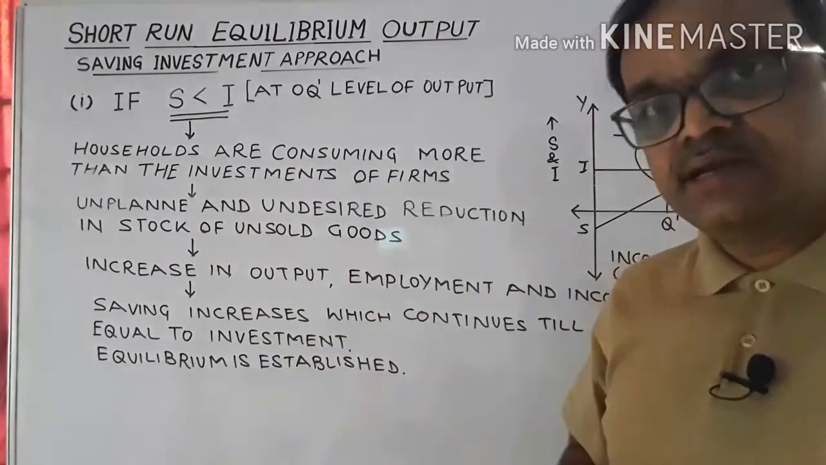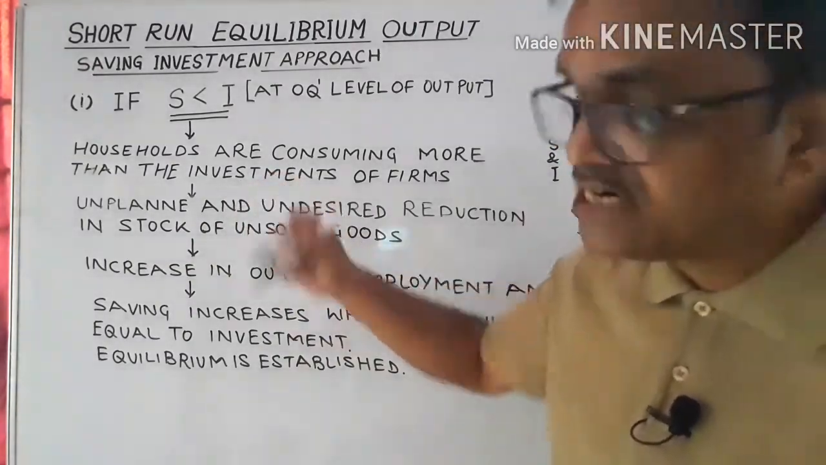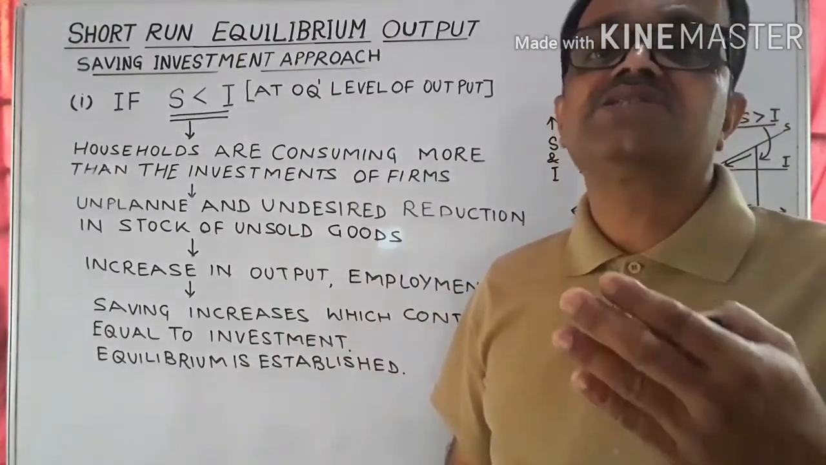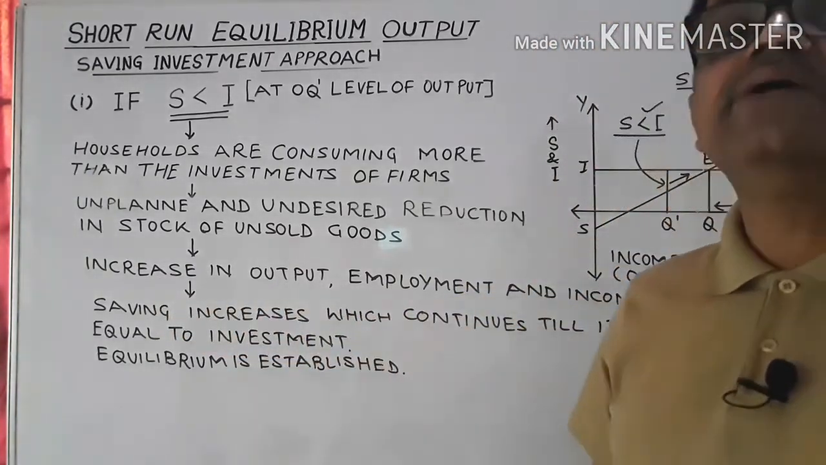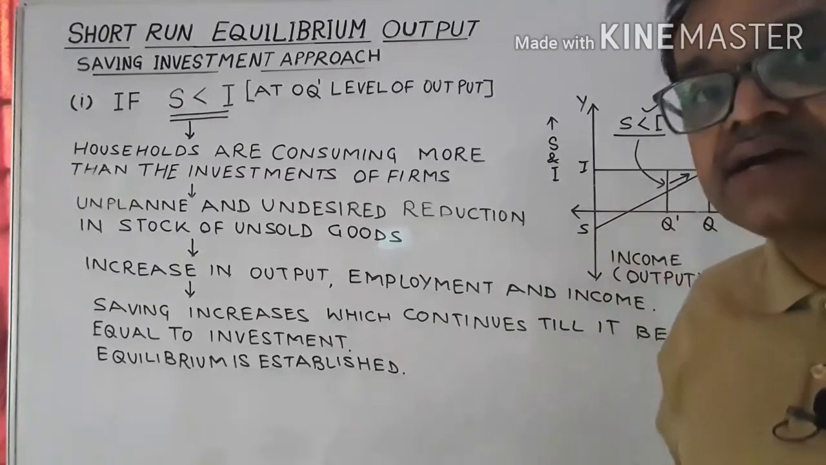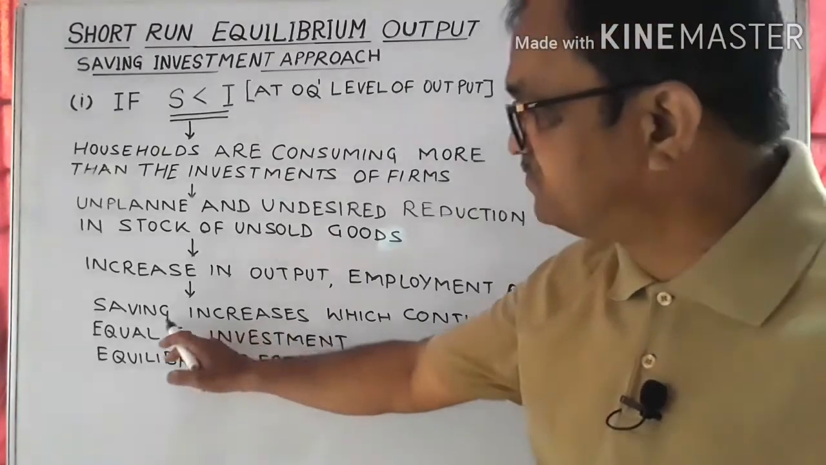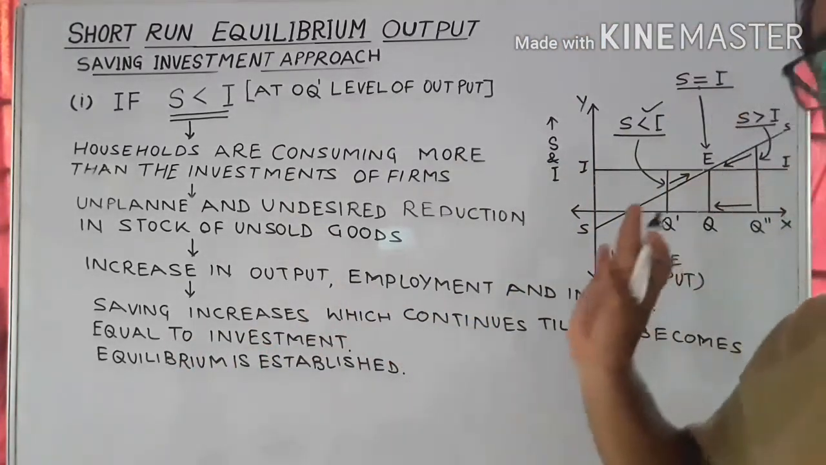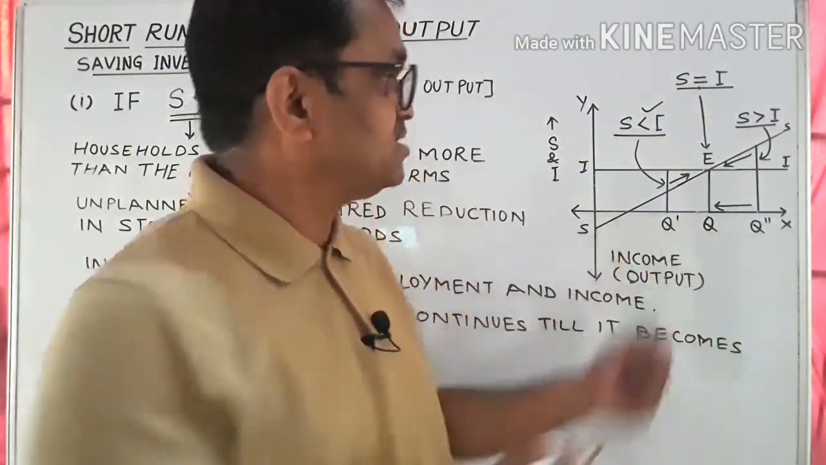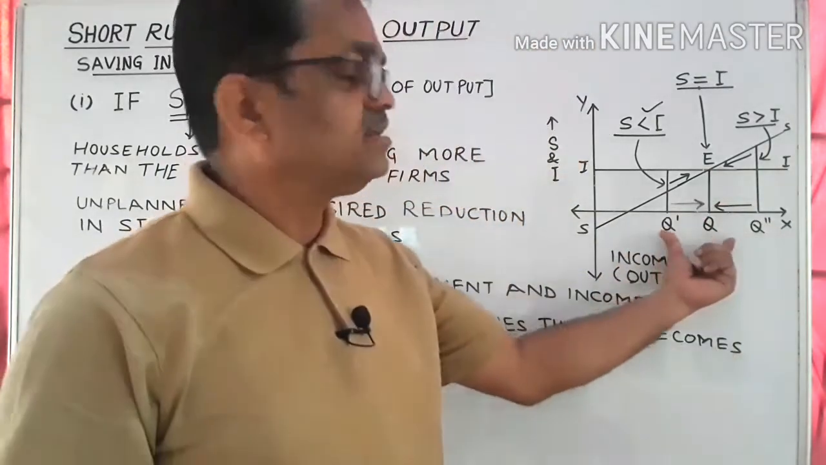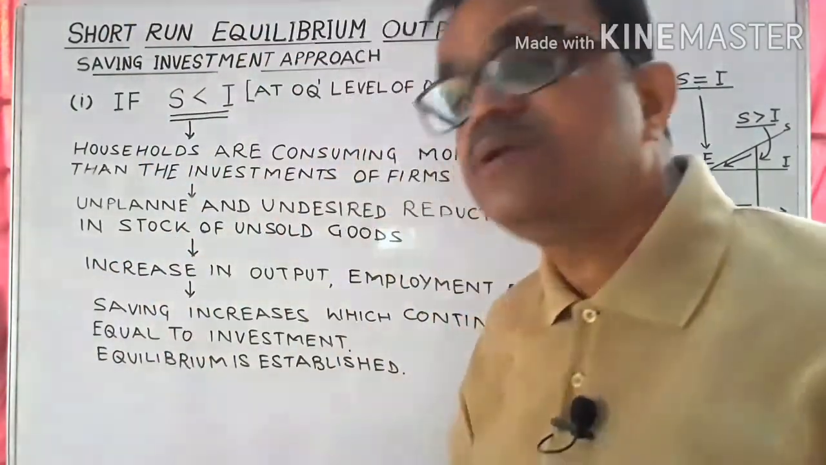That is an unplanned and undesired reduction in the stock of unsold stock, and that's why now the producers or the firms would start planning to make more investment, and that would result in an increase in output, employment and income. And if income increases, since saving is a function of income and depends upon income, saving increases, which continues till it again becomes equal to that at OQ level of output. Means from here income will keep increasing and ultimately reaches this level, that is OQ, when it becomes equal, and then equilibrium is established.